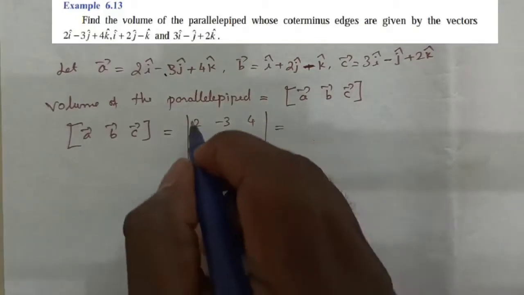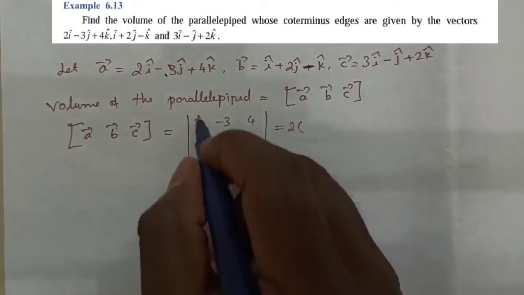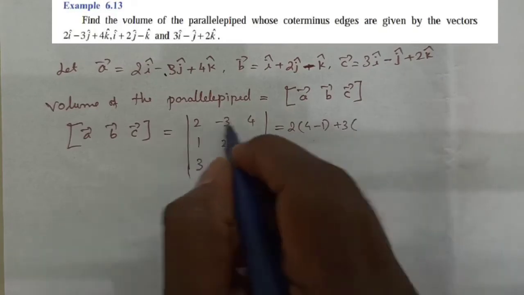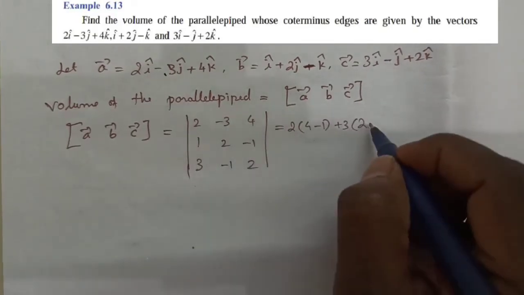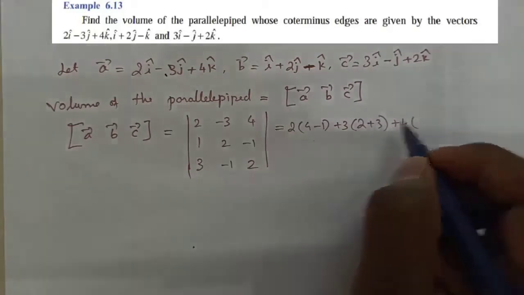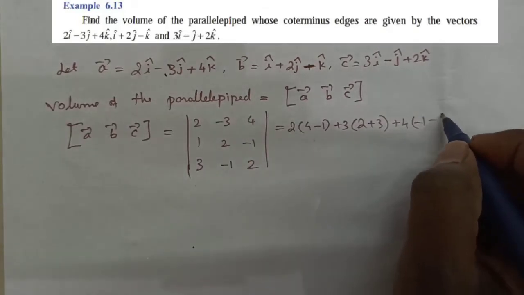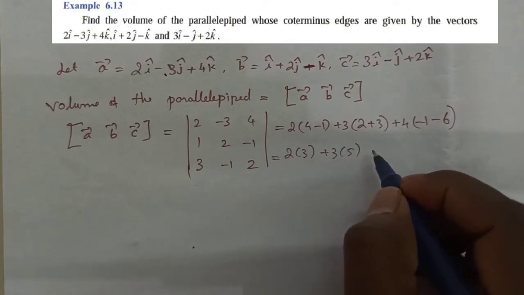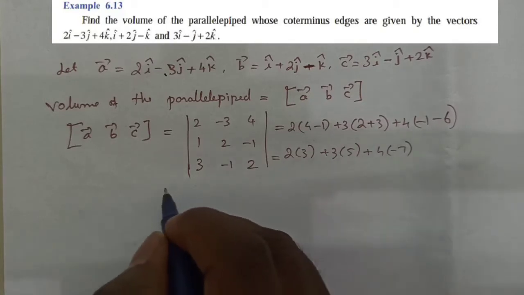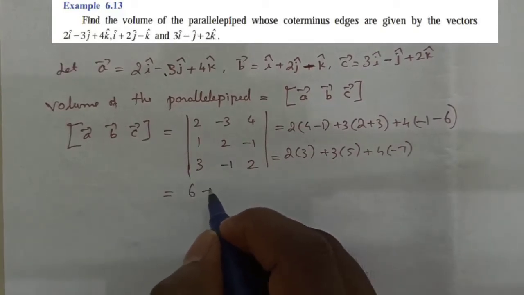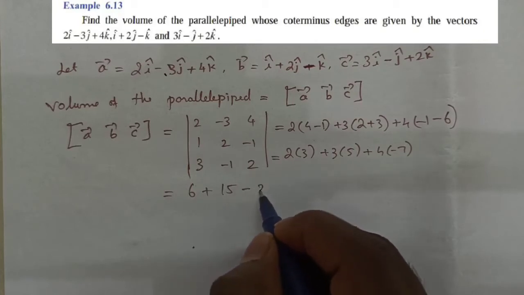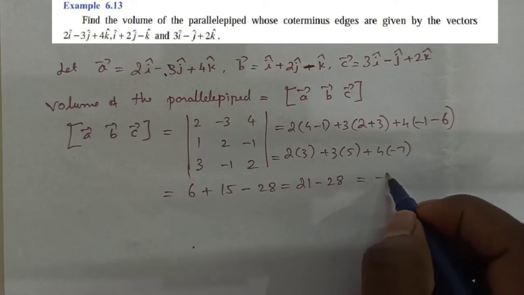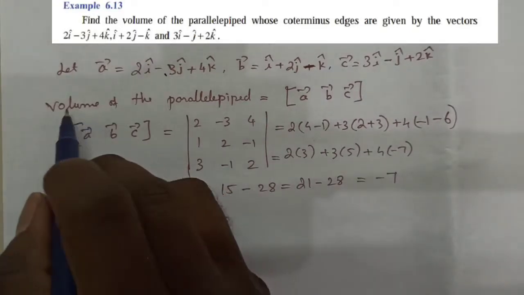Okay, so next, 2 into 2, 2s are 4. Here minus 1, minus into minus is plus, 3 into 1, 3s are 3. Then minus 2 into minus 2 is plus 4. Next plus 4 into minus 1 minus 3, 2s are 6. So 2 into 3 plus 3 into 5 plus 4 into minus 7, which is equal to 6 plus 15 minus 28. So 21 minus 28 equals minus 7, but the volume should be positive.